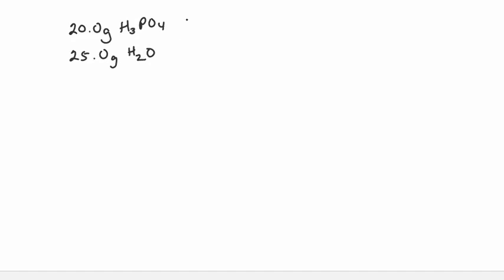So my 20 grams of H3PO4, I'm going to use the molar mass. And I find that molar mass by looking at the atomic masses on the periodic table. And I calculate 97.994 grams of phosphoric acid per mole. So I get 0.20409 moles of phosphoric acid.